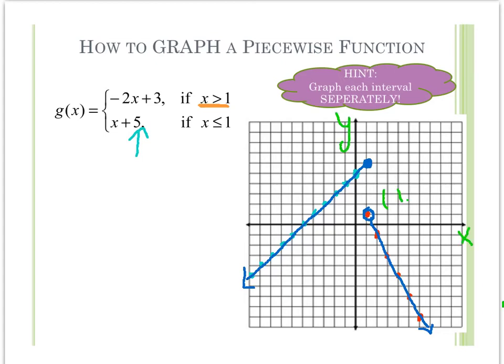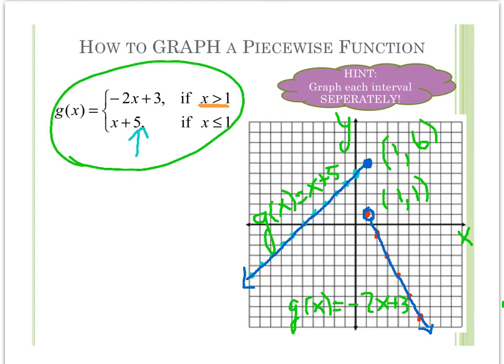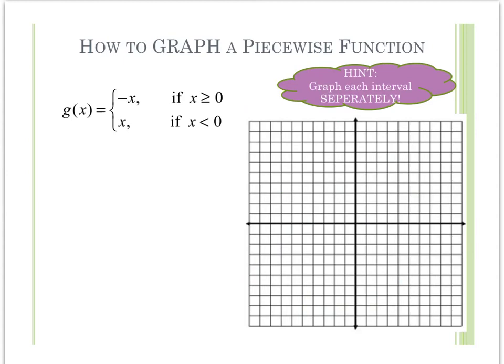So now go ahead and label all my necessary stuff. These points are important, so that's 1, 1. This is 1, 1, 2, 3, 4, 5, 6. Okay? And this part of the graph is the f of x, or I'm sorry, it's g of x. g of x equals x plus 5. And this guy down here is g of x equals negative 2x plus 3. Okay, and together they make this piecewise function. Alright, so let's do another example.